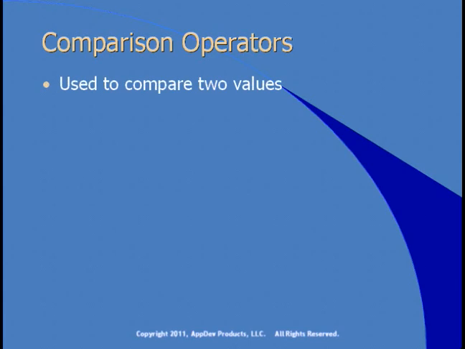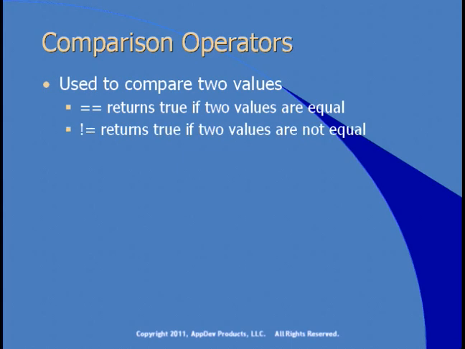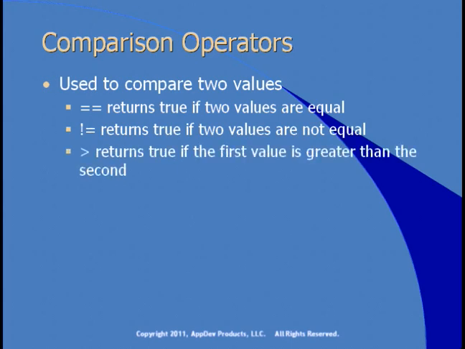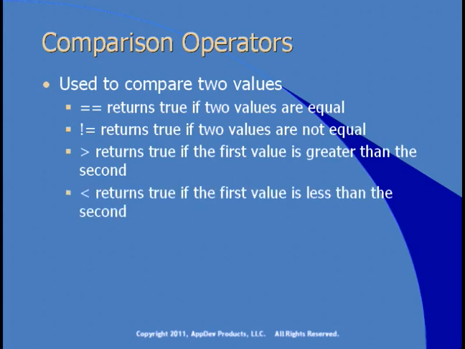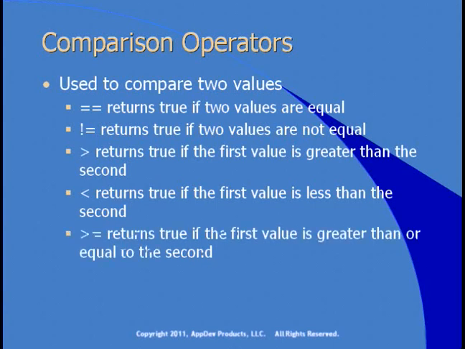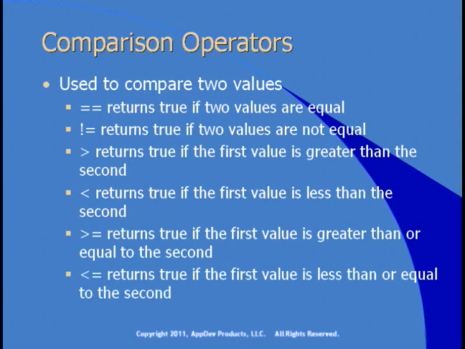Comparison operators are used to compare two values. Two equal signs returns true if two values are equal. So the equal sign is an assignment operator. Two equal signs is a comparison operator. Exclamation mark equal returns true if the two values are not equal. Greater than returns true if the first value is greater than the second. Less than returns true if the first is less than the second. Greater than equal and less than equal.